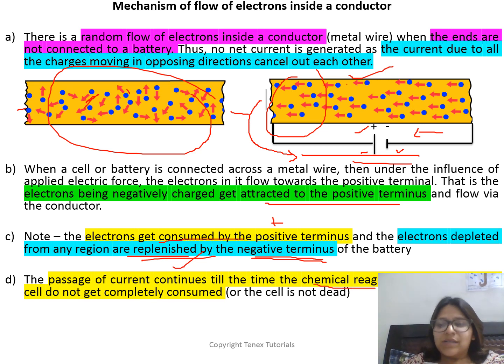Moving further, the passage of the current continues till the chemical reagents or reactants within the cell are completely consumed or exhausted. That essentially means the current is going to flow till the cell is dead. So this is the mechanism of flow of electrons within the conductor.